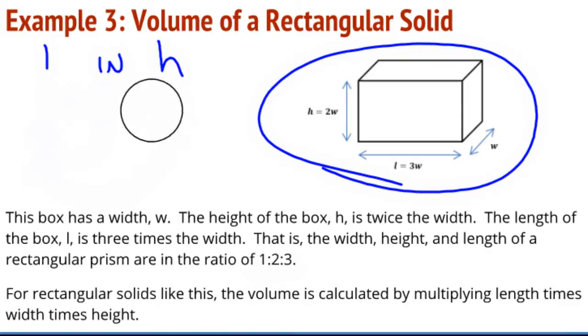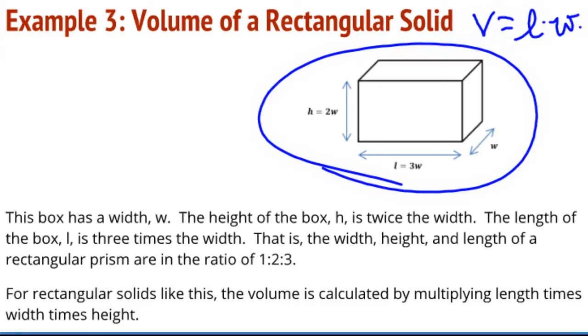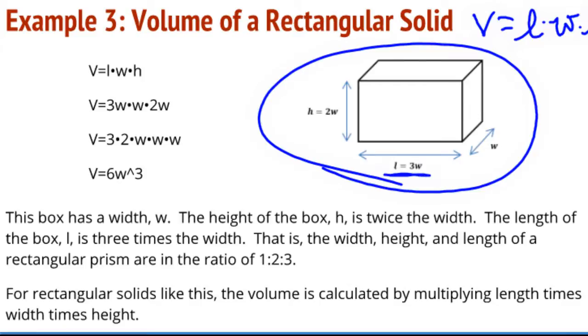To find the volume, we would multiply the length times the width times the height. That's the basic formula for volume of a rectangular prism. Length times width times height. So if we were to look at this particular example, the length comes in at 3W, so we would substitute that in. The width stays as the W, so we would substitute that in.